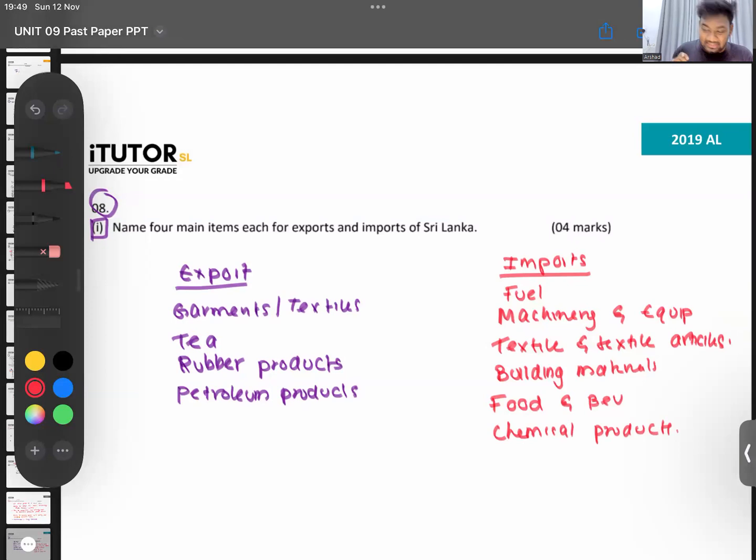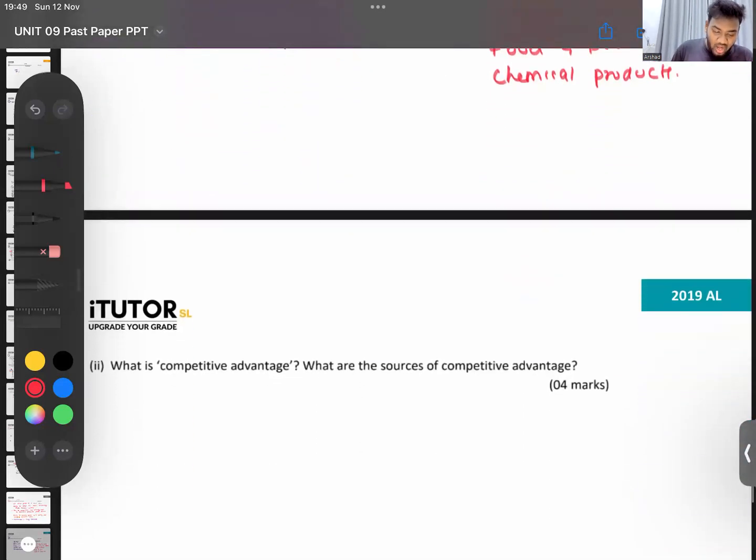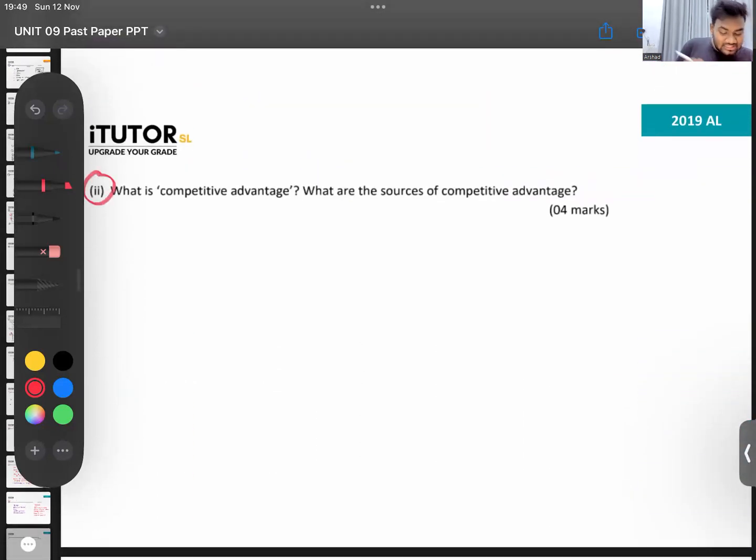I went faster. Question 2. This question is asking, what is competitive advantage? What are the sources? Guys, is this comparative advantage? Yes or no? This is where a lot of students made a mistake. In the 2019 syllabus, a new thing that was added to the syllabus was something called competitive advantage.